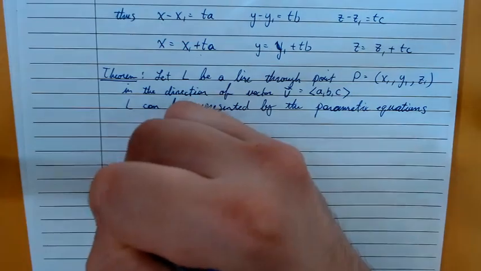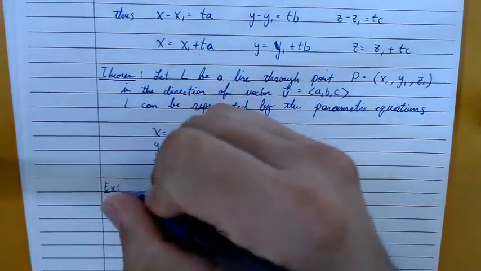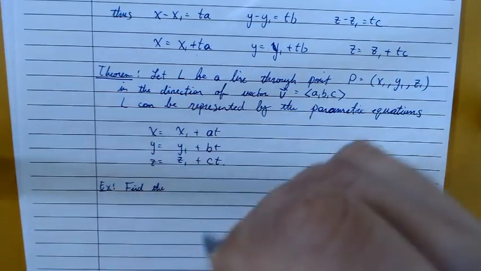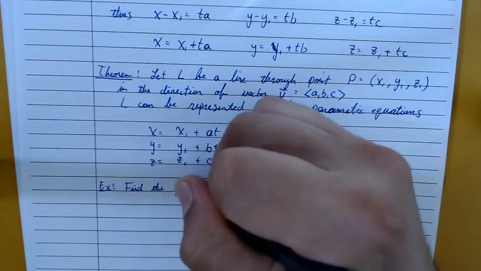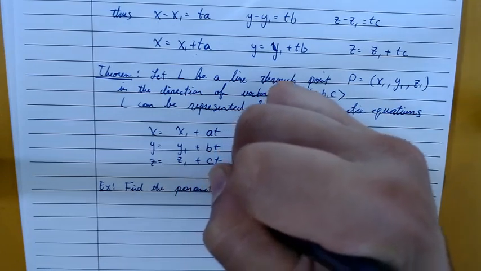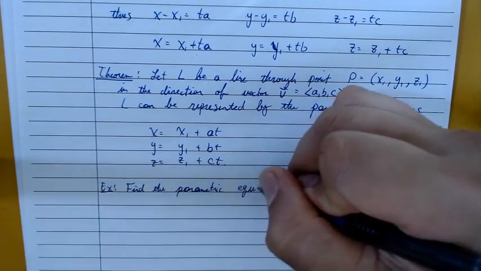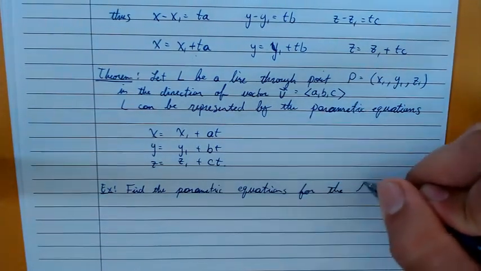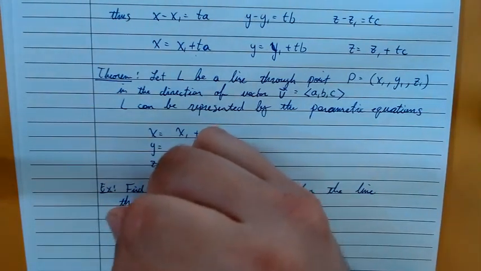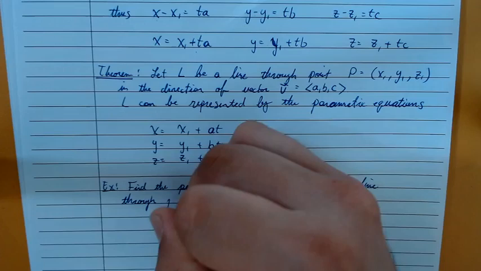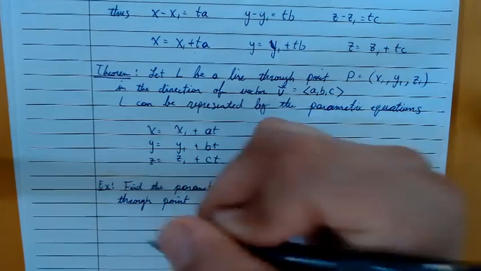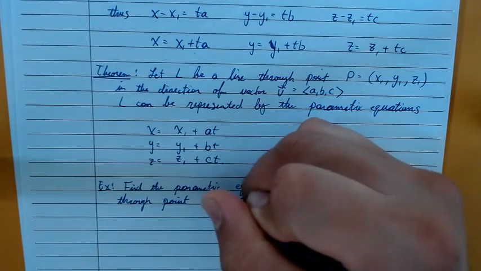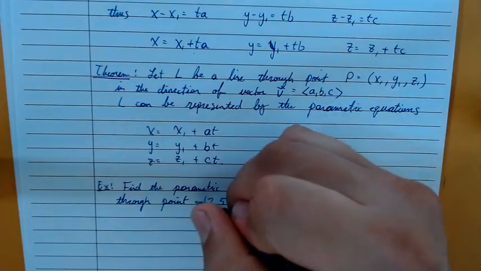So as an example of this, let's go ahead and give this a try here. Let's find the parametric equations for the line that passes through the point, 2, 5, -3. I guess I'll call this one P, point P.